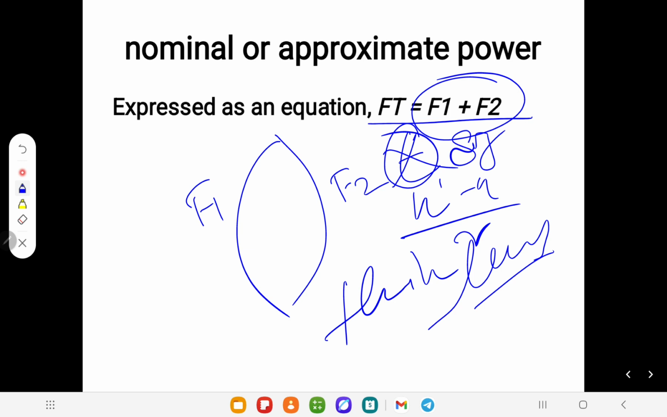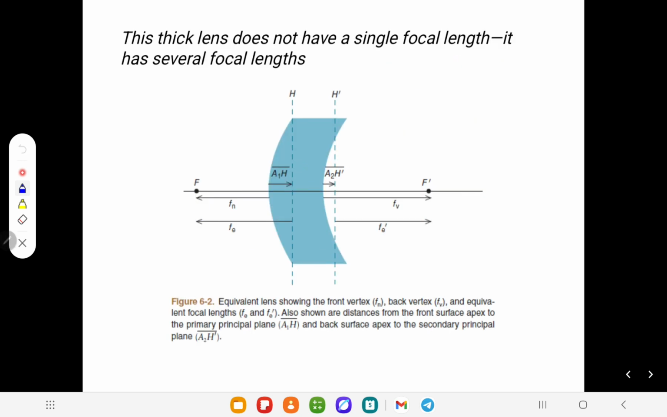It's simple, isn't it? It's very simple. We don't consider thickness as a significant variable. So we just add the surface powers, and hence the final power is the approximate power or nominal power. This is for a thin lens. Finished. Let's move forward. Now we come to the thick lens, and the equations become more and more complicated.